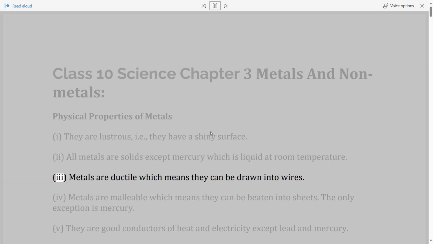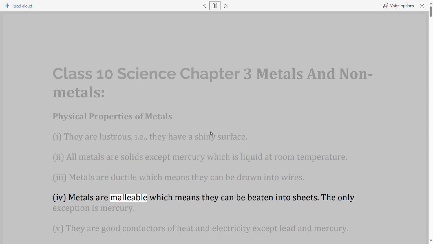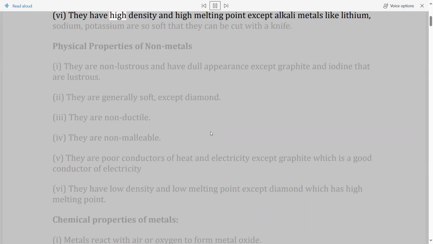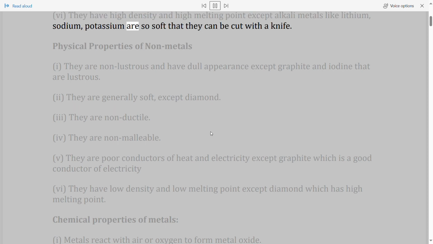3. Metals are ductile, which means they can be drawn into wires. 4. Metals are malleable, which means they can be beaten into sheets. The only exception is mercury. 5. They are good conductors of heat and electricity except lead and mercury. 6. They have high density and high melting point except alkali metals like lithium, sodium, potassium, which are so soft that they can be cut with a knife.